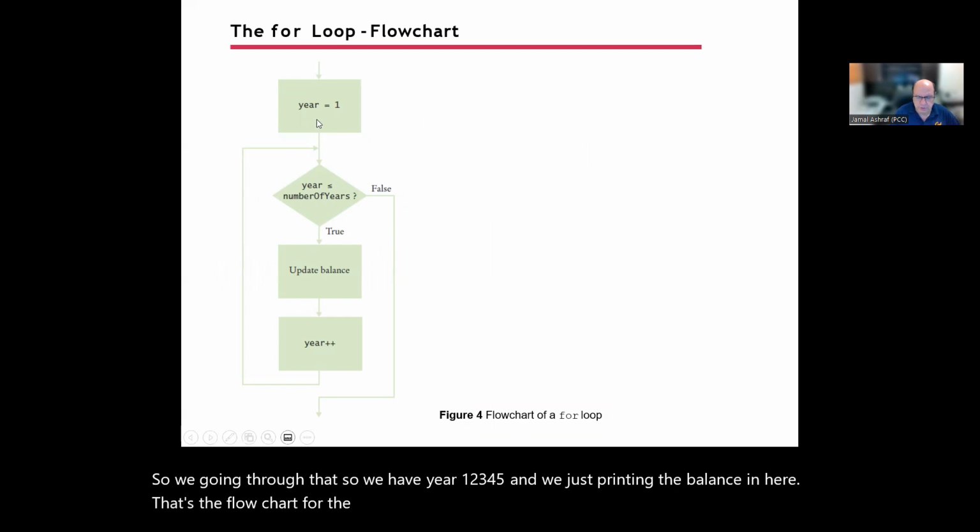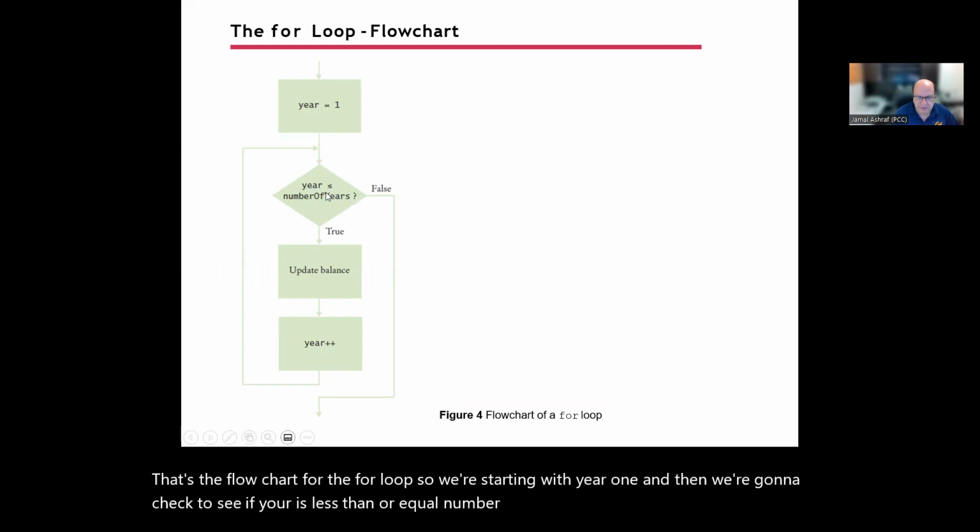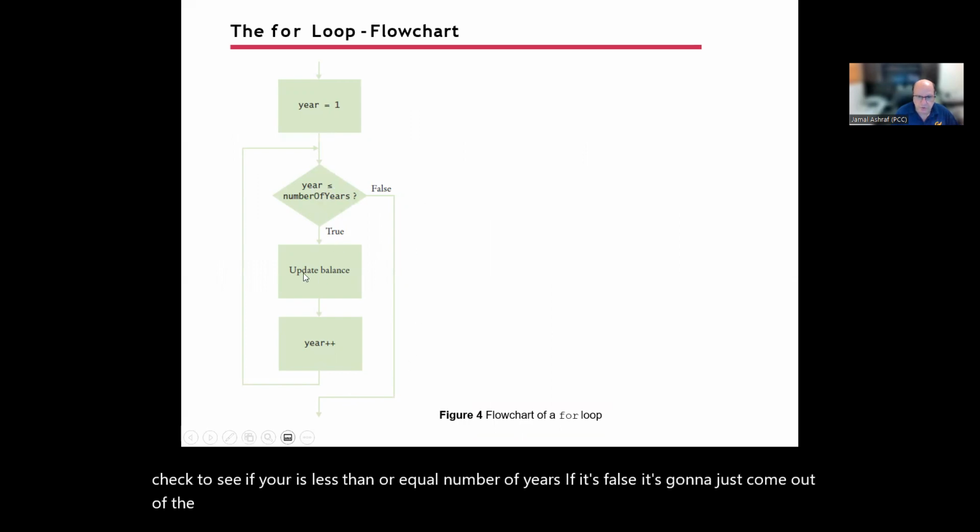So we're starting with year 1, and then we check to see if year is less than or equal to the number of years. If it's false, it's going to just come out of the for loop. If it's true, we're going to update the balance. We're going to add 1 to the year, and then check it again. We're going to keep doing this.